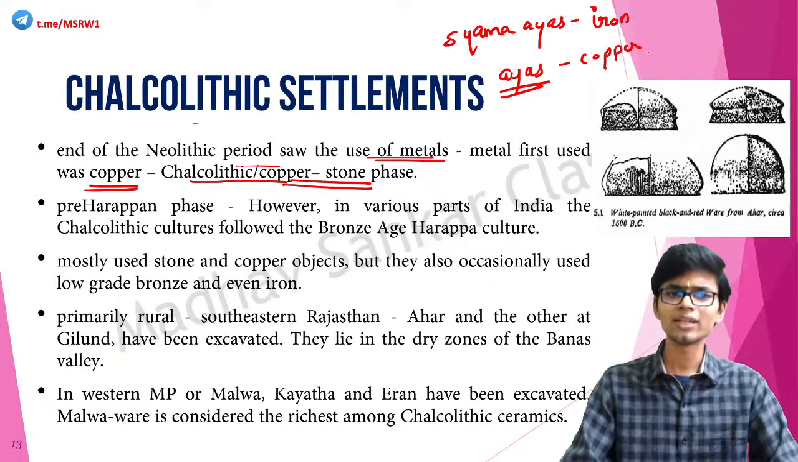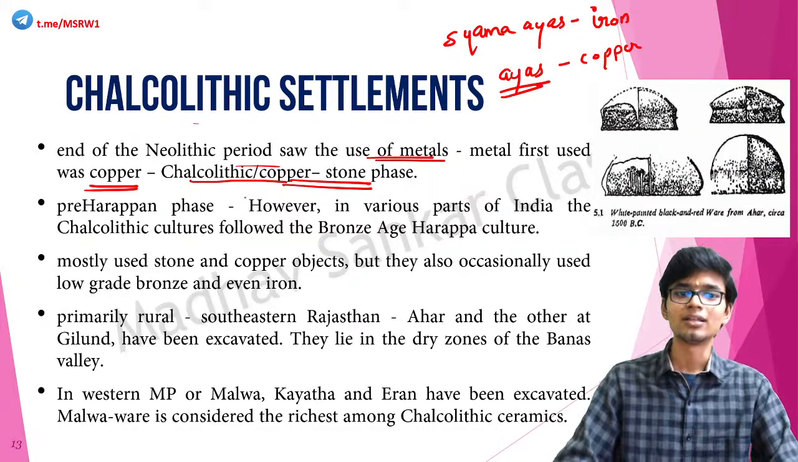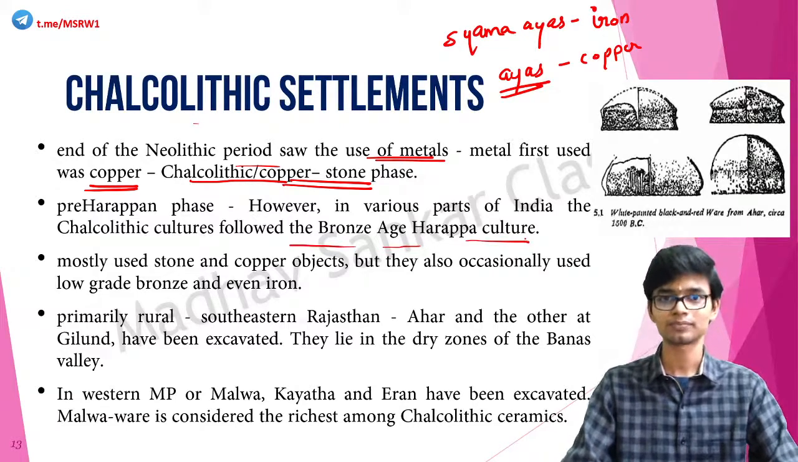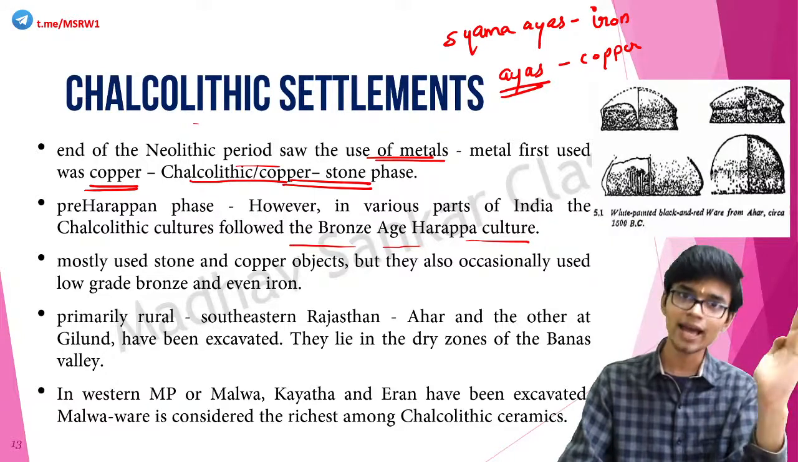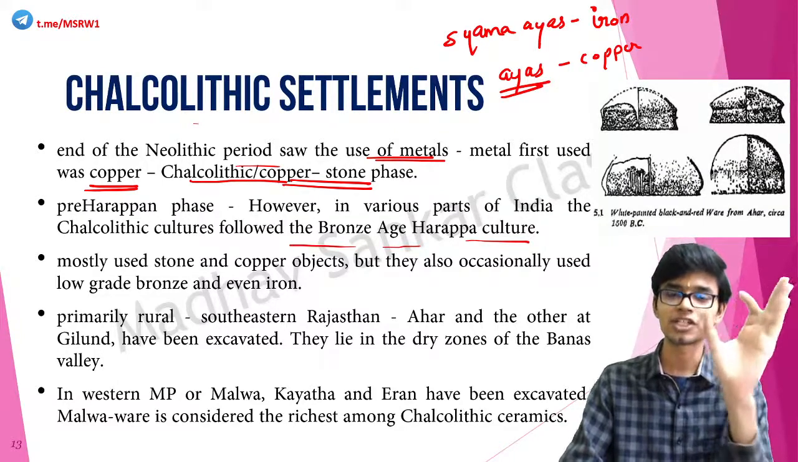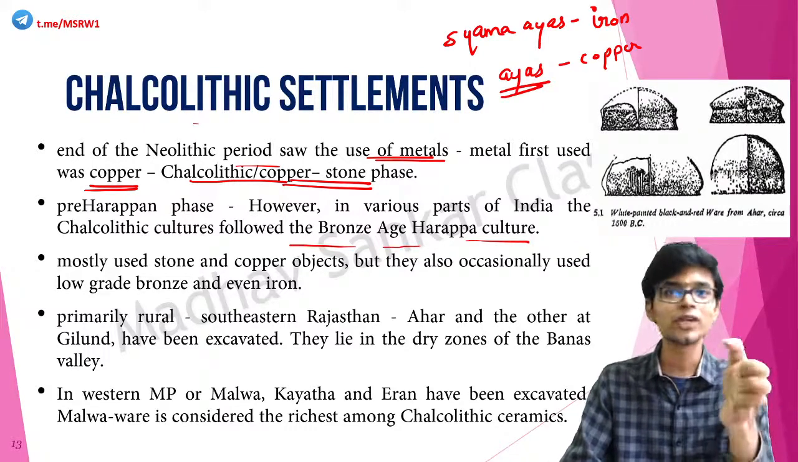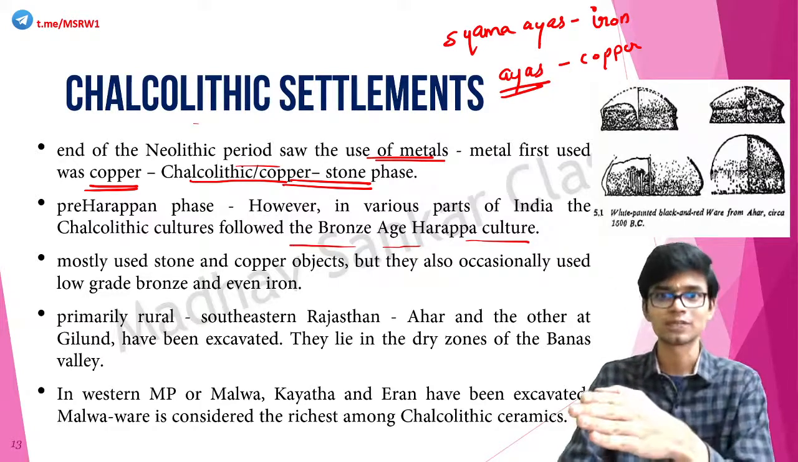So basically Chalcolithic period is actually a pre-Harappan phase. However, in various parts of India, the Chalcolithic cultures followed the Bronze Age Harappan culture. In theory, technologically, the Chalcolithic phase should have been a pre-Harappan phase based on the technological advancement and the social progress, etc. But for some weird reason, the Chalcolithic period actually followed the Bronze Age.